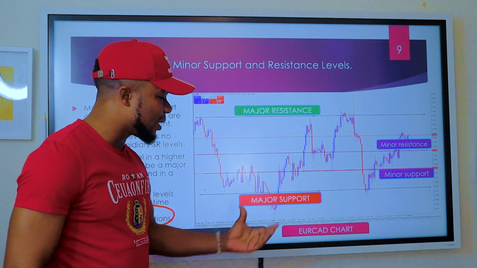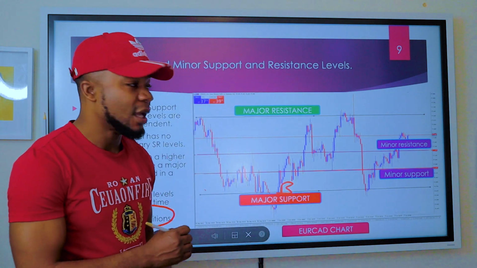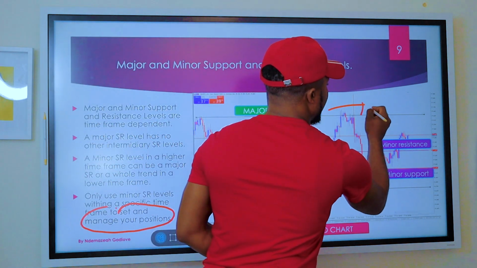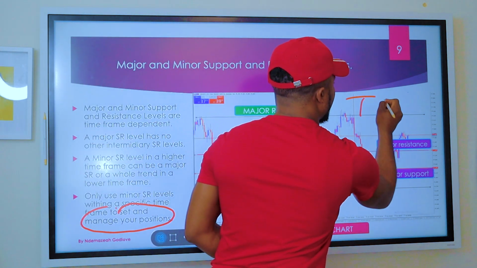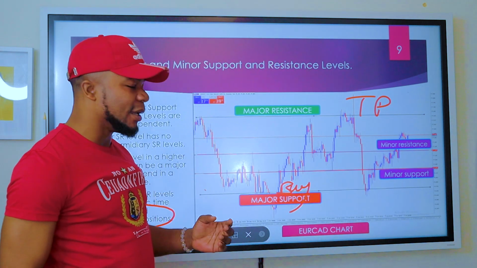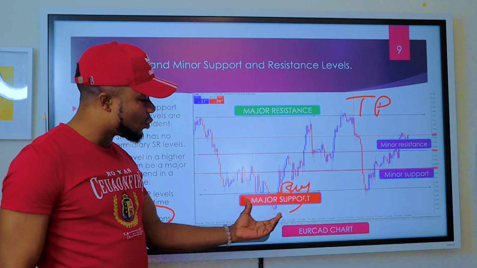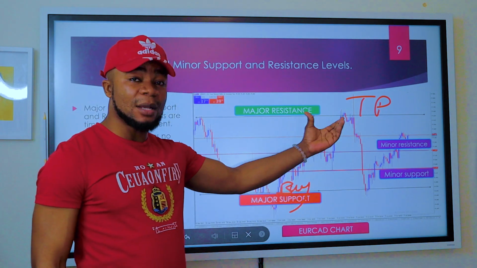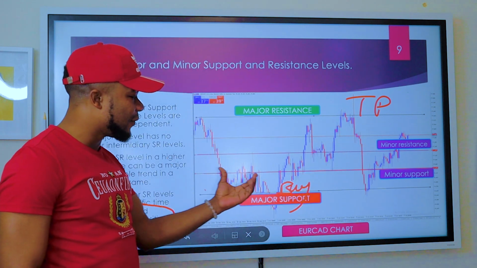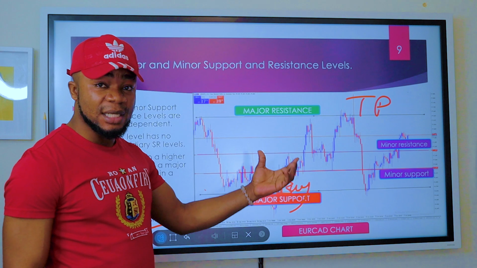When the market came back here, we bought somewhere here. Let's just assume we bought somewhere here, right? And since we bought, we have our take profit somewhere here. Since we have our take profit somewhere here, we already know in our mind that in between our entry level and our take profit, we have those minor support and resistance levels in between.